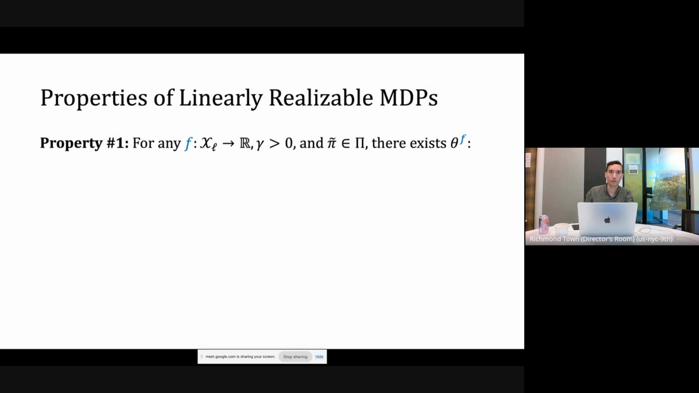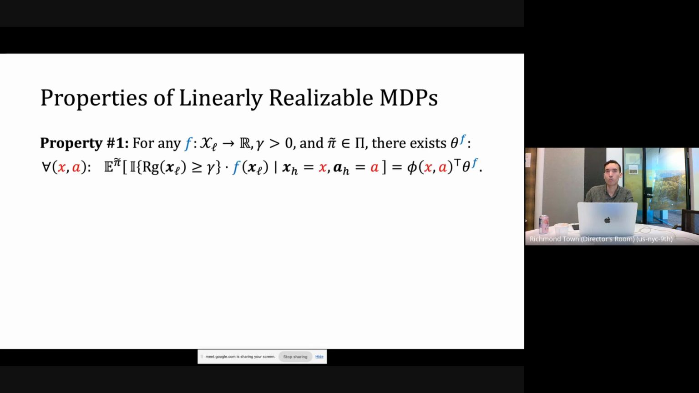So property number one says the following: given any function f and any policy pi tilde, if you multiply f by the indicator that the range is high, so now you're basically zeroing out f whenever the range is small, then the conditional expectation of this indicator times f is going to be a linear function. In the linear MDP, this is always true. In the linear MDP, the conditional expectation of any function is going to be linear. But here, what this result says is that if you're not in a linear MDP, but you do have this linear Q pi assumption, then you can take any function and multiply it by this indicator for the range to be non-zero, and that is still going to be a linear function. So this is kind of like an almost MDP result.